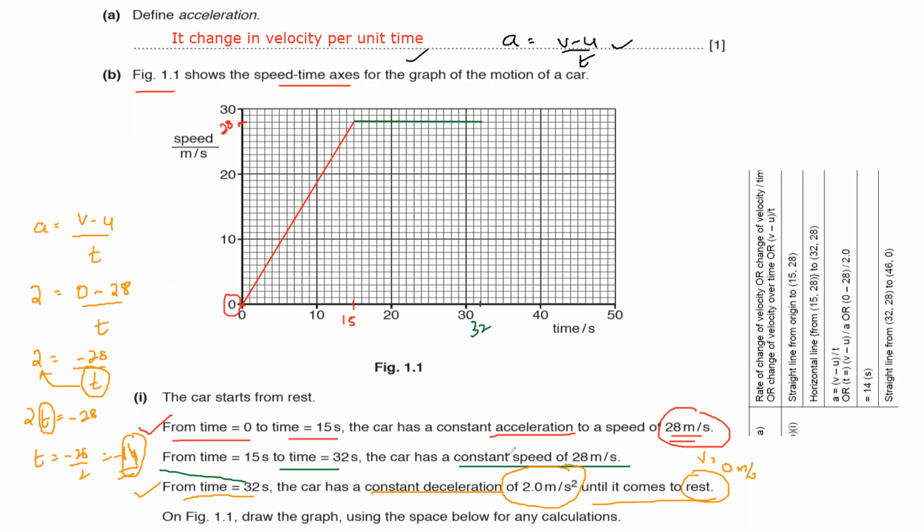to stop the car. So from 32 plus 14, that will make 46. So what we have to do at 46 seconds, 41, 2, 3, 4, 5, 6. So this is 46. And then we have to draw, because it's a constant deceleration, so it will be a straight line. So at 46 seconds, this car will stop. Is this question clear?